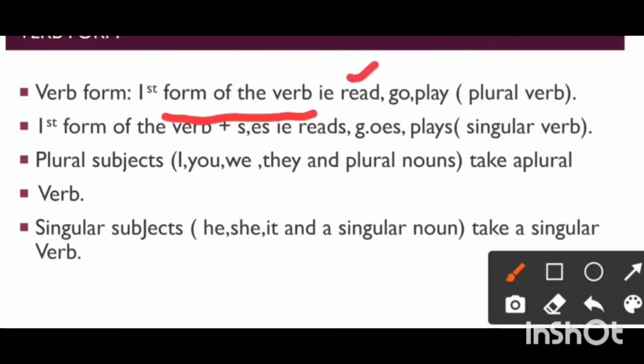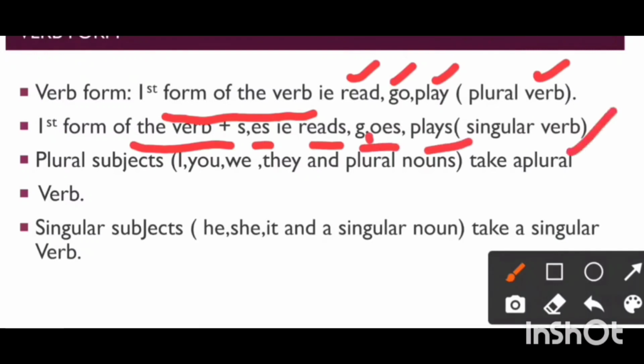For example, read, go, play. And they are called plural verbs. We also add s or es to the first form of the verb. And the verb becomes reads, goes, and plays. And this is called singular verb. A plural subject takes a plural verb and a singular subject takes a singular verb.